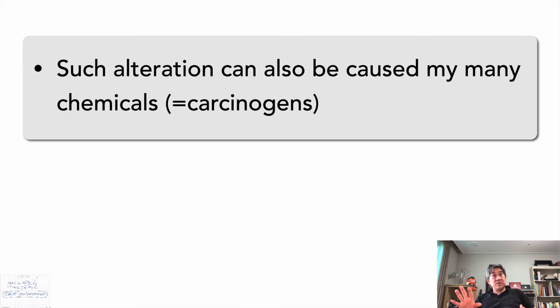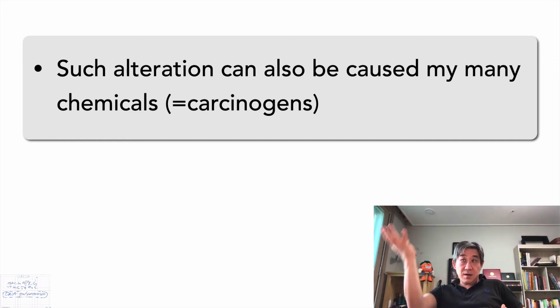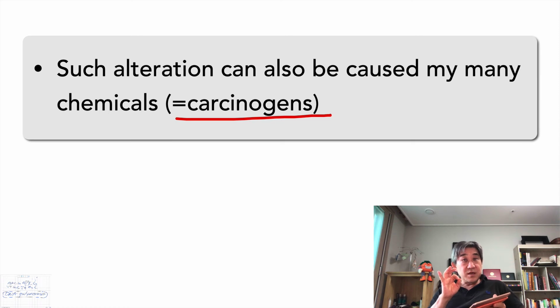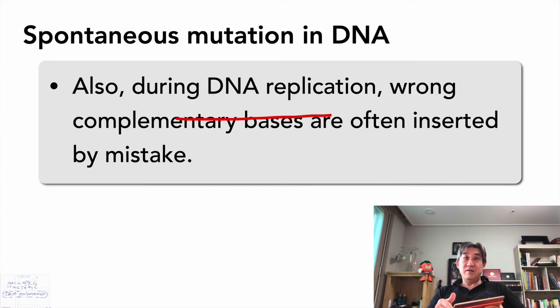And those alterations can be highly elevated. The rate of mutation can be elevated by many different chemicals, and that group of chemicals that can cause DNA alteration, the nucleotide alteration, we call carcinogens. Carcinogens means cancer-causing chemicals. So that means all those cancers are actually the outcome of mutation, is what we can learn from this.